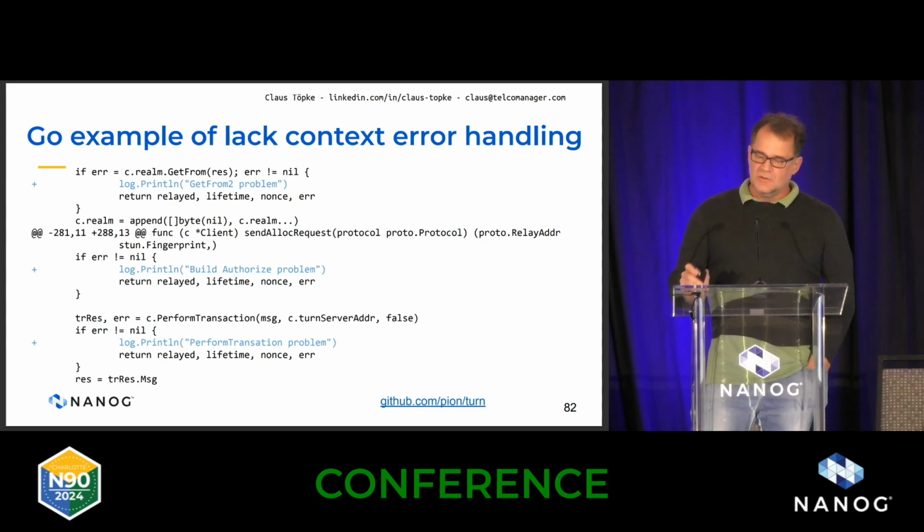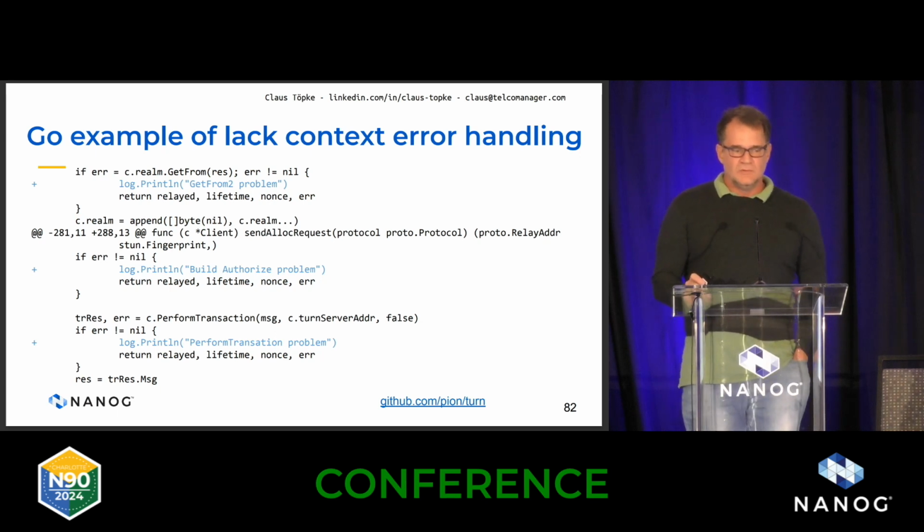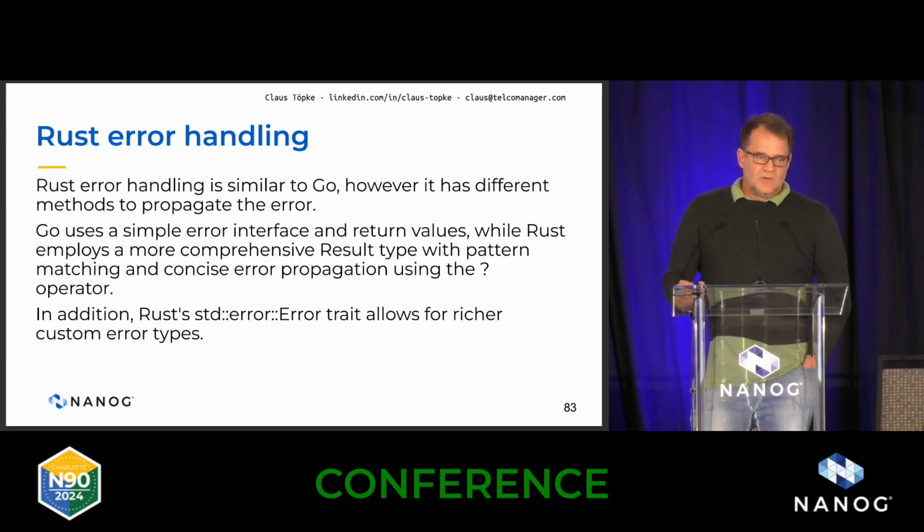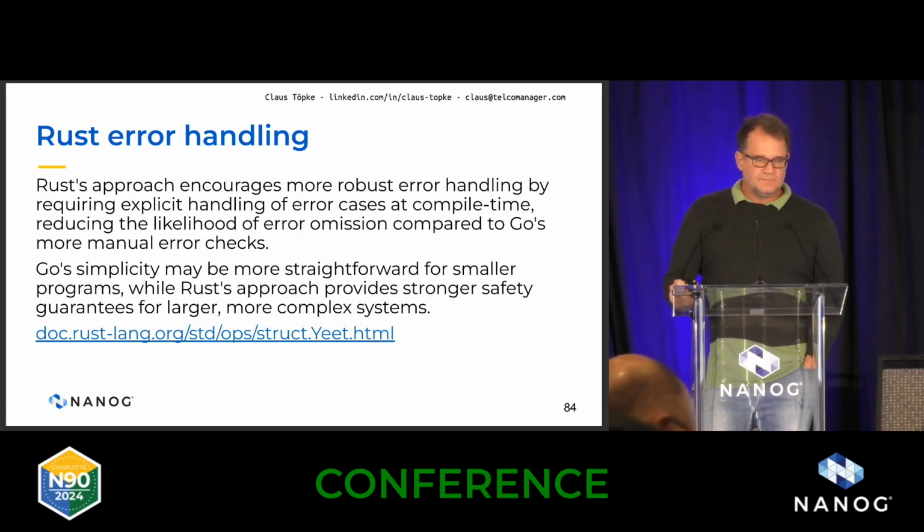So you don't want the developer to do error handling, otherwise you might have a problem like this one here, this code here. So Rust error handling is a little bit better than Go, and it's more comprehensive, it's richer and has also a better structure.